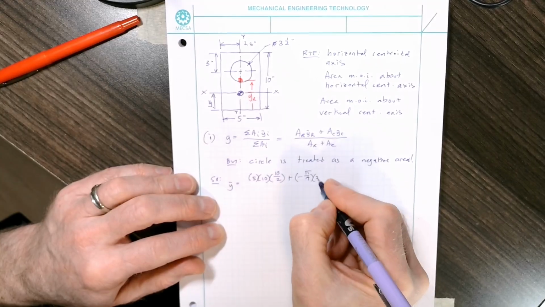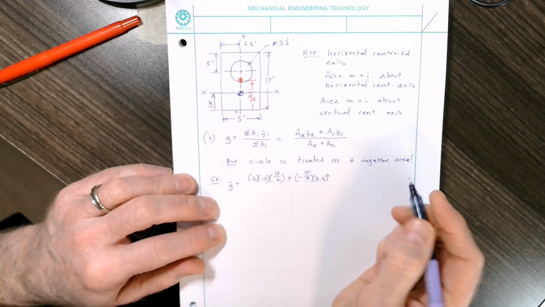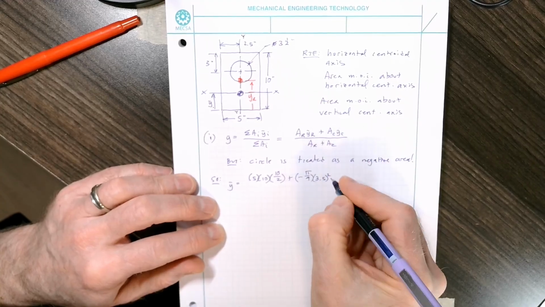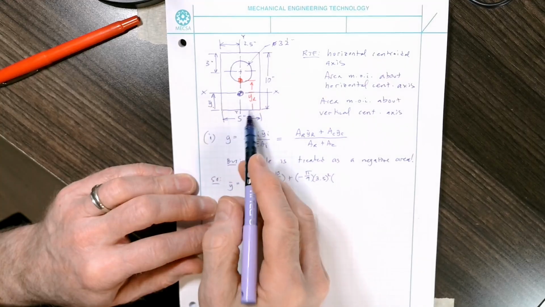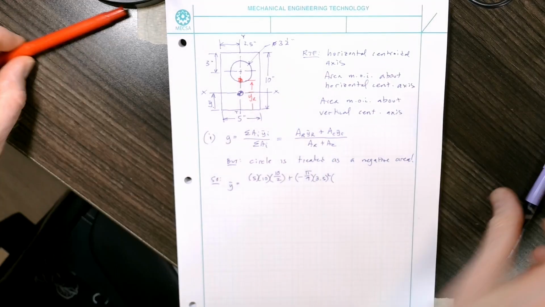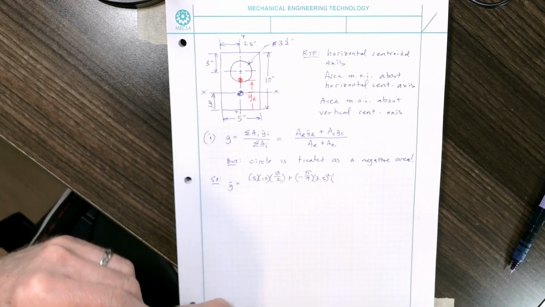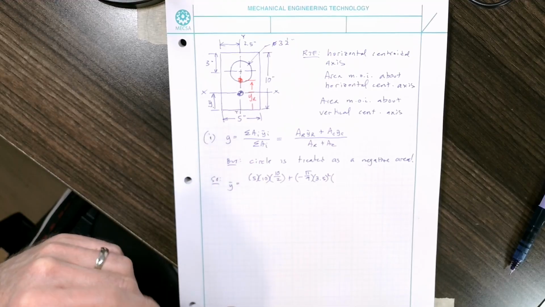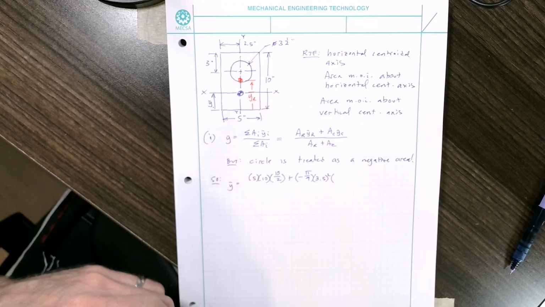Diameter circle squared, 3.5 squared. That's the area of the circle. And Y bar circle, well, that's given. It's 7 inches, right? Y bar circle is the center of the circle, as though the circle were just by its lonesome. Its centroidal axis, aka its Y bar, is right in the middle.